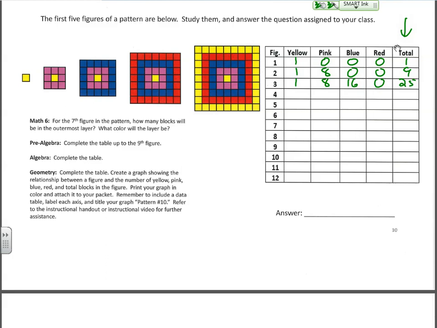Your figure number is the x-axis, and the number of blocks in each figure is the y-axis, with each of the 5 lines on it. You can share with me if you want to on the Google, call it pattern number 10, or you can print it out in color, please, and attach it to your packet.